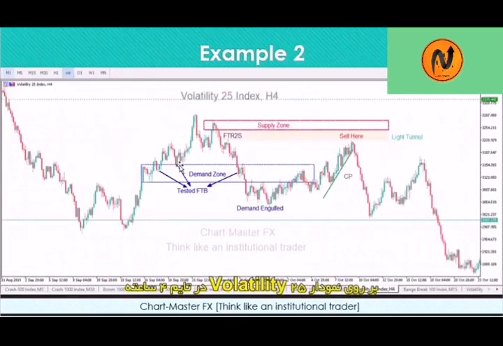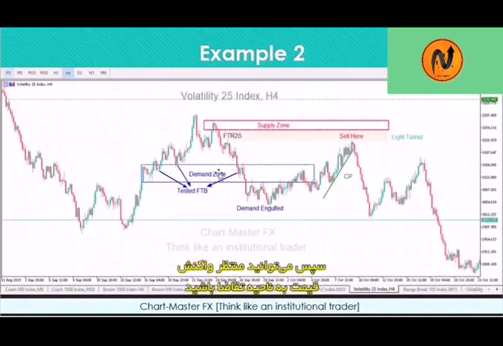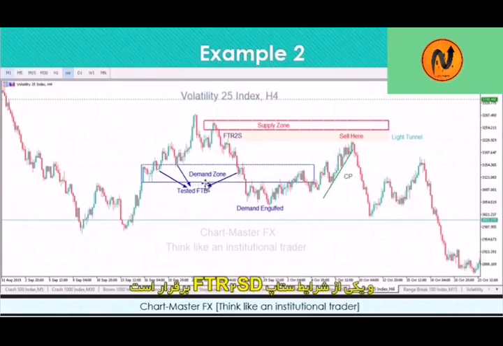So in example number 2, we are on volatility 25 index on the H4 time frame. So guys, as you can see here, we have a demand zone, and this demand zone is coming from a rally base rally. So once we have our demand zone, we wait for the reaction of the price on the demand zone. As you can see, guys, there was a first visit here to demand, then we had the second visit here to demand, then we had the third visit here to demand. So here we have at least 2 visits to demand. So we know that one of the conditions of the FTR to SD has been met.